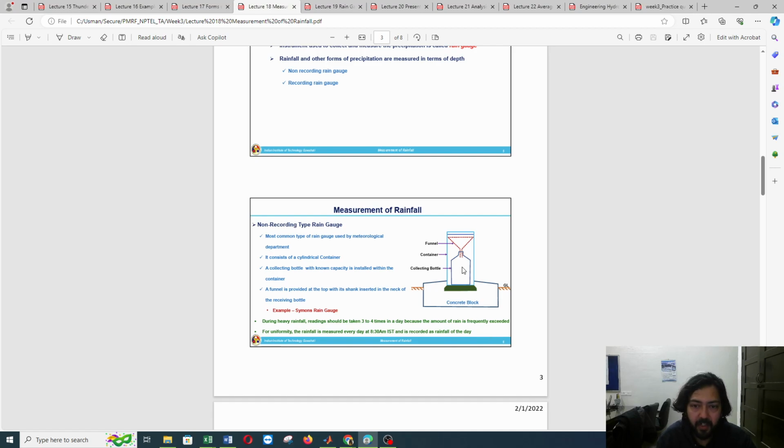So let us say we have a rainfall event. For the complete 24 hours we will collect the rainfall, and we will manually record the depth of rainfall inside the bottle, since we know the volume of the bottle. So we can easily calculate the volume and then we can calculate the depth also. So this is nothing but the non-recording type of rain gauge, but there is some problem.